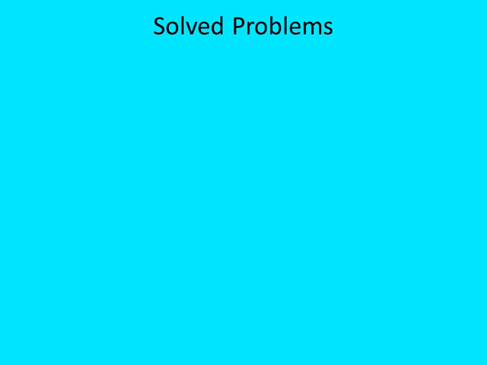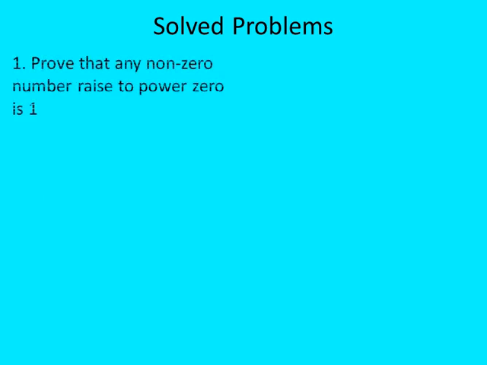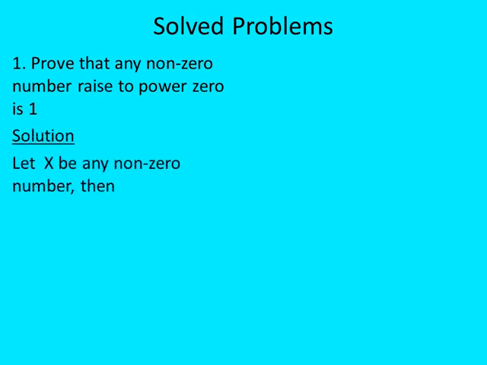Here are some solved problems on indices. The first question says, prove that any non-zero number raised to power 0 is 1. Here's the solution. Let x be any non-zero number, then x raised to power 0 is equal to x raised to power a minus a. A minus a is 0, so it's still the same thing as writing x raised to power 0 is equal to x raised to power a divided by x raised to power a. Of course, x raised to power a will divide x raised to power a, and our answer is 1.